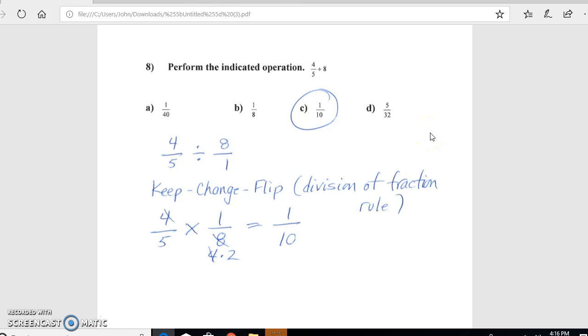Now you are allowed to use your calculator on the test, and so you could just plug in the 4/5 using the fraction key, and then you would divide by 8 and hit the equal sign, and you would get the answer 1/10, 1 over 10.